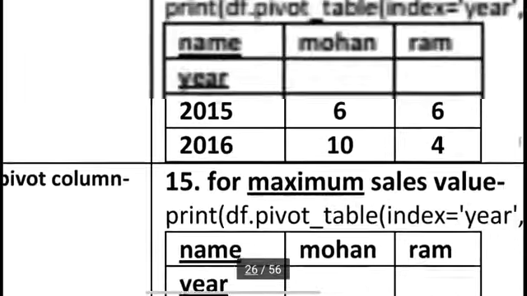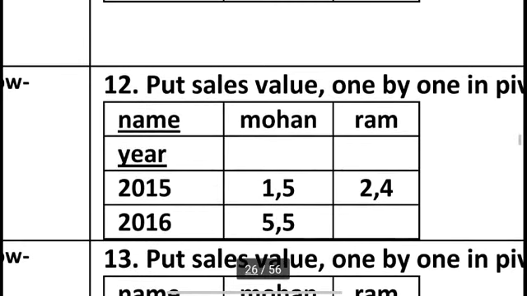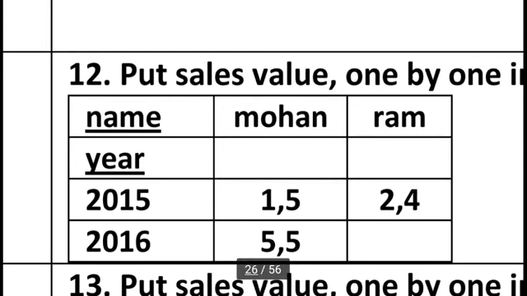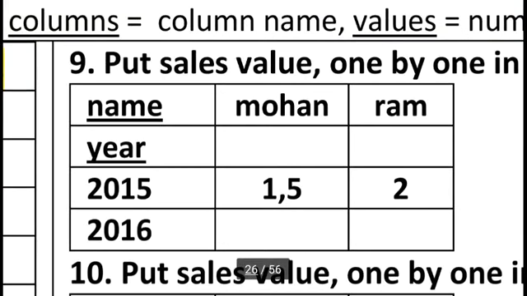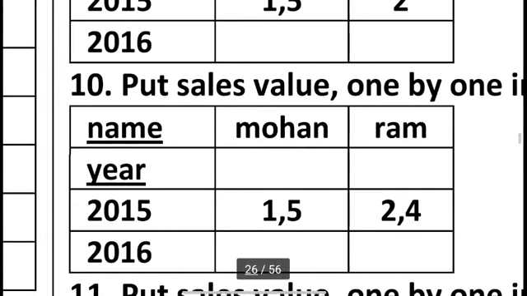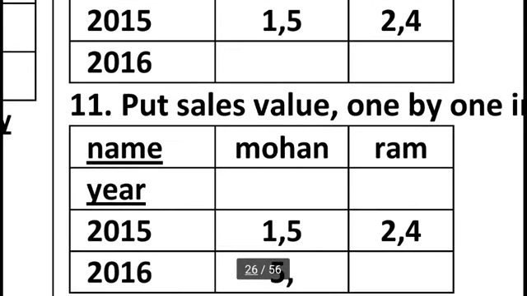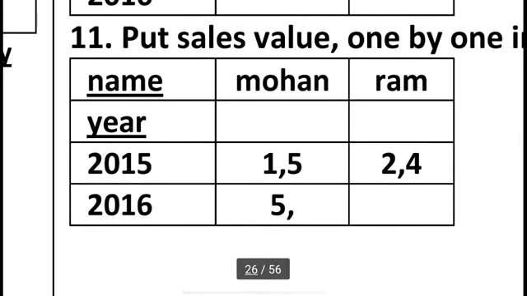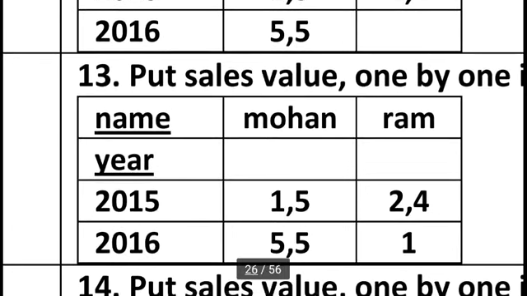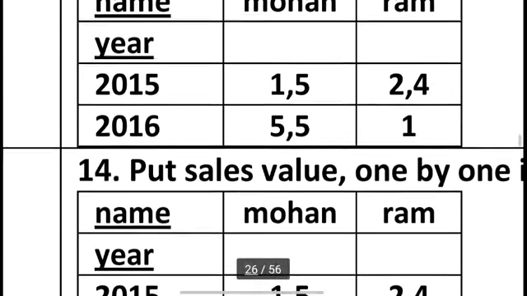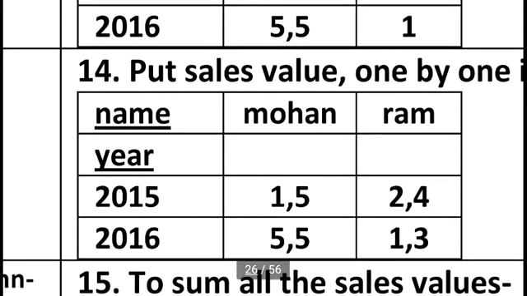Okay students, now I want to complete this pivot table. Here, for 2015 and Ram, the sales value is 2. In 2015 Ram, again the next sales value is 2. Already I have written 2,4. This is a cross table format for analysis purposes. In 2016 Mohan, the sales value is 5, and again 5. In 2016 Ram, the sales value is 1, and finally 2016 Ram is 1,3.